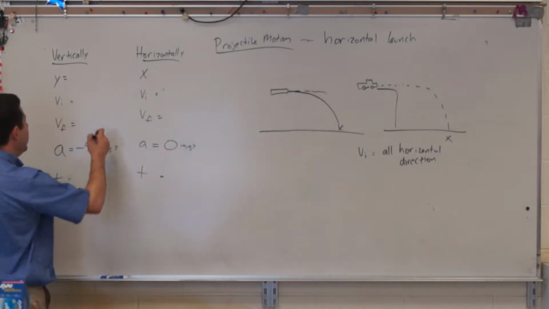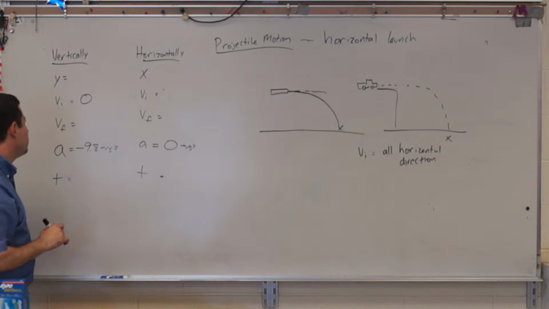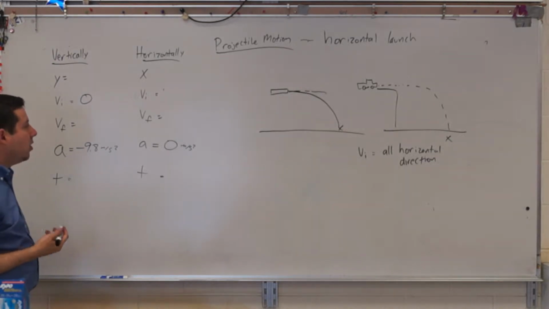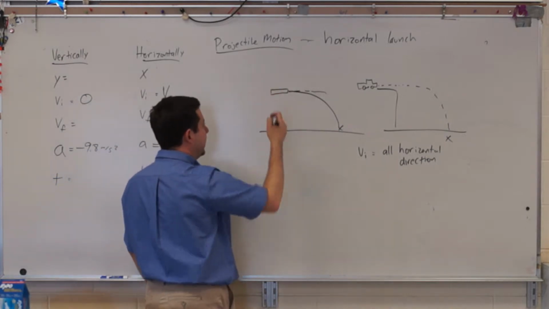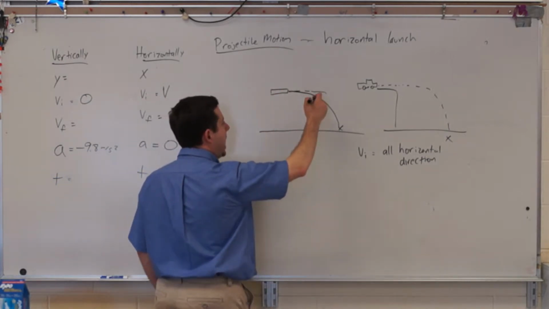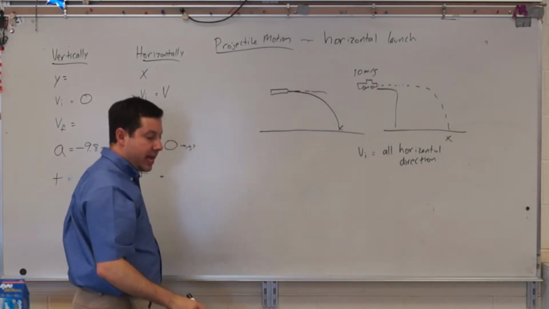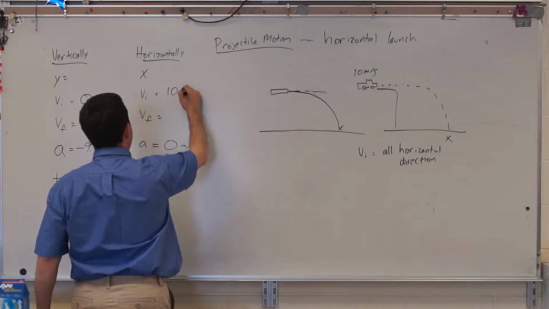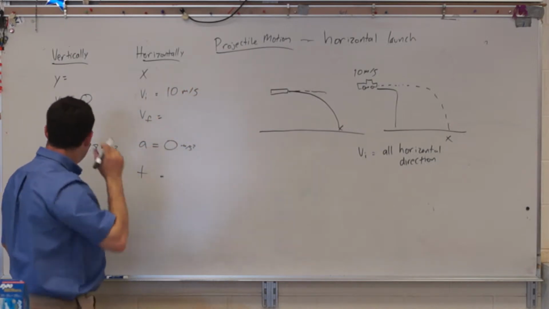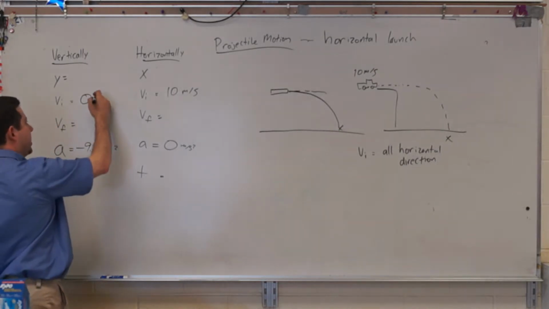So let's see, vertically, your initial velocity is 0. Horizontally, your initial velocity is whatever v is. So maybe you drive off at 10 meters per second. In that case, your initial velocity horizontally is 10 meters per second, and your initial velocity vertically is 0 meters per second.